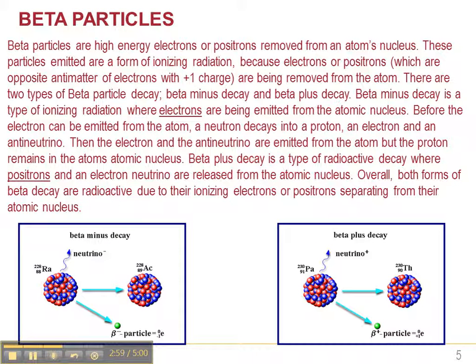Beta particles. Beta particles are high-energy electrons or positrons removed from an atom's nucleus. These particles emitted are a form of ionizing radiation because electrons or positrons, which are the antimatter opposite of electrons with a positive 1 charge, are being removed from the atom.